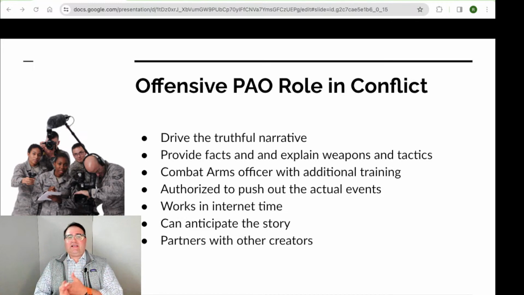You provide facts and explain weapons and explain tactics, because the average person does not understand weapons and tactics. Ideally, this would be a combined arms or combat arms officer, or I suppose in the Navy, a fleet warfare officer, or a submarine officer, or an air wing officer that has additional training in how to work with the media. These people are authorized to work in internet time and push out what actually happened, the event that actually happened. They can anticipate the story, and they can partner with creators.